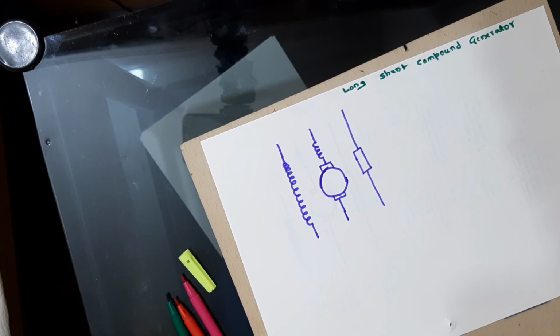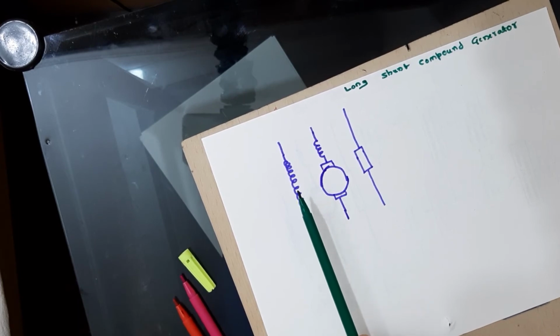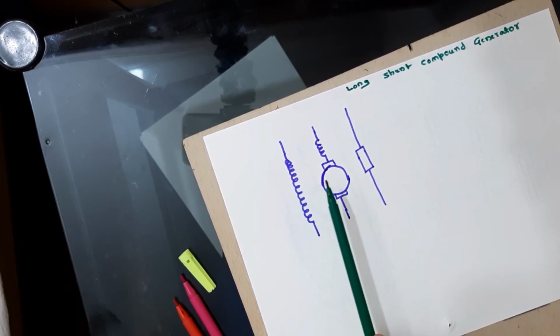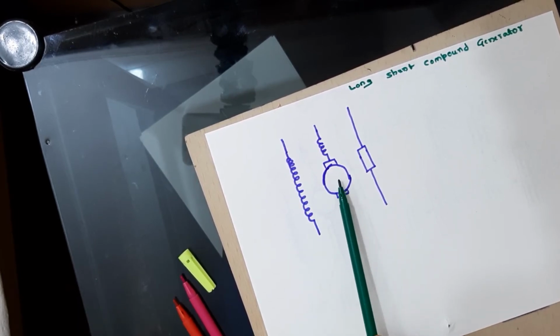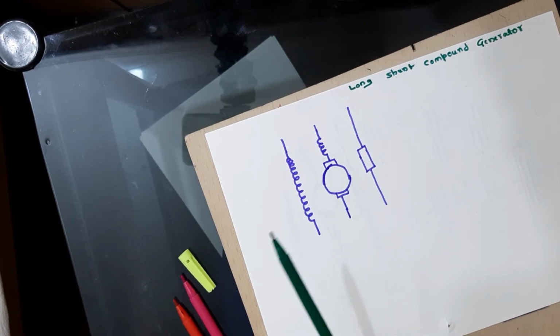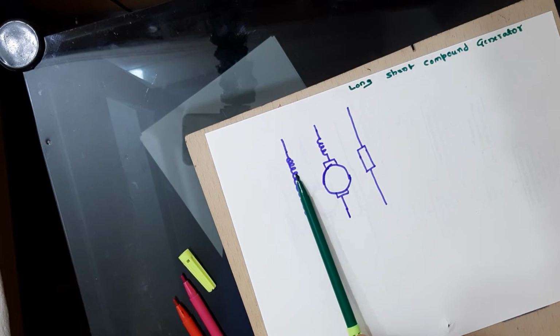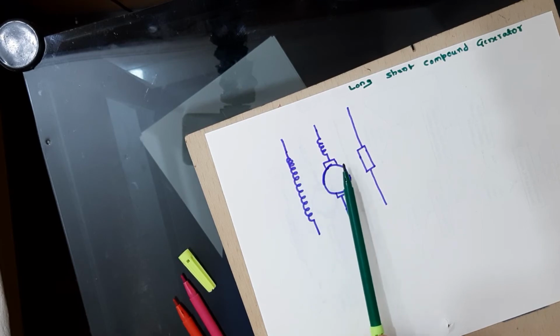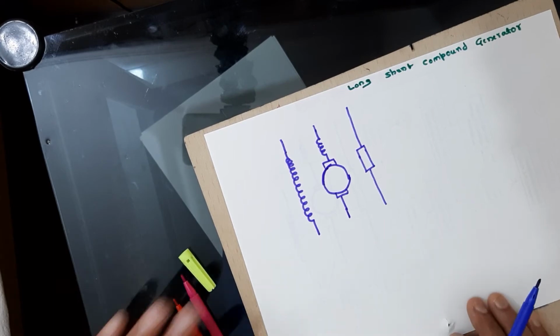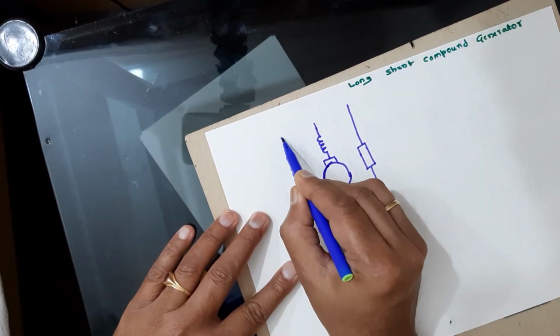In the long shunt generator, the shunt field is connected across the combination of the armature and the series field. The compound generator has a series field as well as a shunt field, but the shunt field is connected in such a way that it is across the combination of armature and series field. Therefore, I'll show you the connection diagram here.